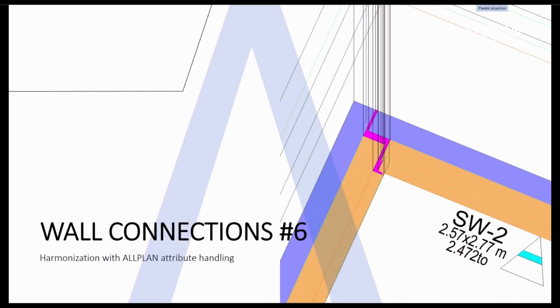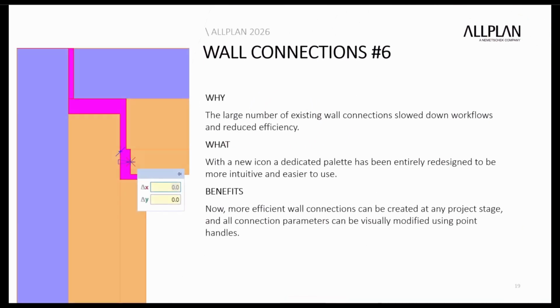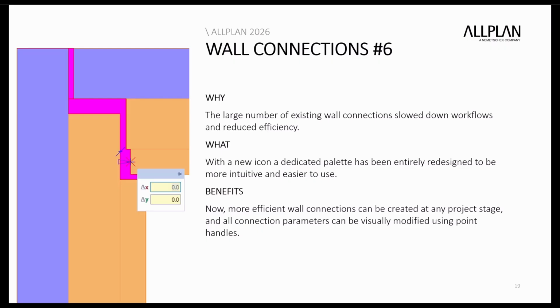Thanks, Frank. Our next highlight is the new connection palette, which is now part of the ALLPLAN property framework. It's easier to use, quicker to start, and helps you find your way fast. You can now adjust your model directly just by pointing and clicking. Let's look at some examples together.